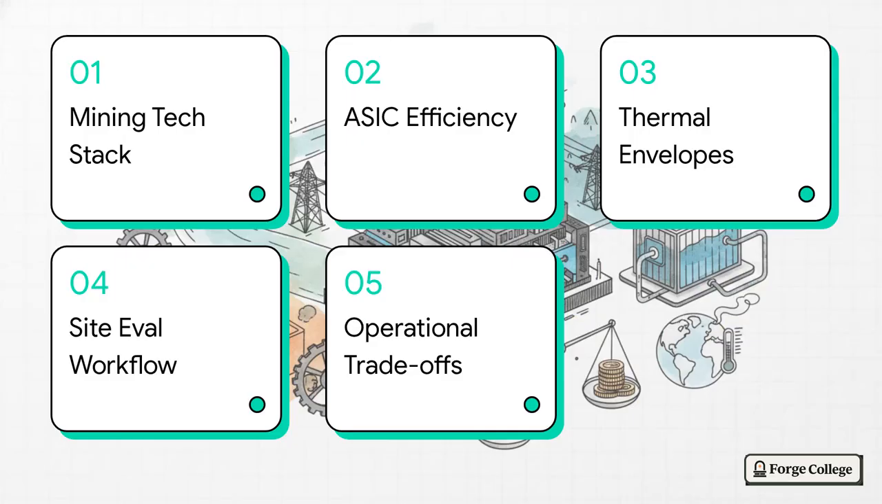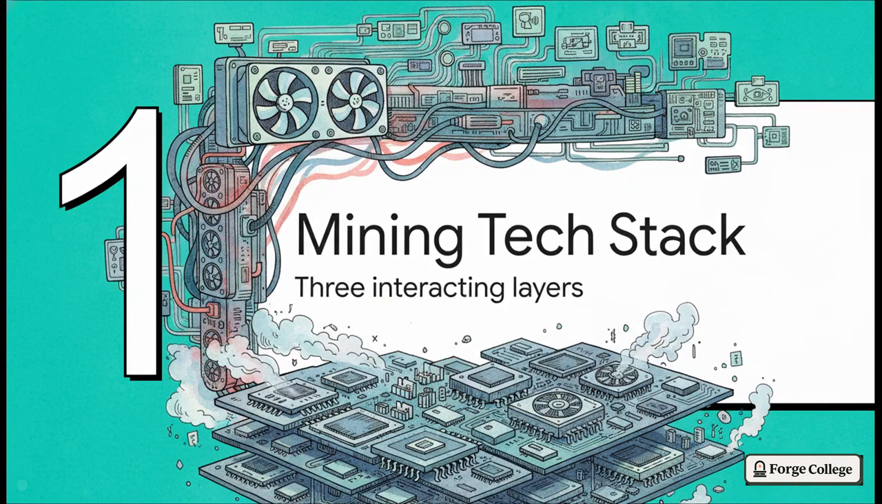Okay, so here's the engineering blueprint we're going to use to deconstruct a mining operation today. We'll start with the mining tech stack, then look at Layer 1, ASIC efficiency, followed by Layer 2, thermal envelopes. From there, we'll cover the site evaluation workflow and wrap it all up by modeling operational trade-offs. Let's dive right into Section 1, the mining tech stack, and the three interacting layers of modern mining.